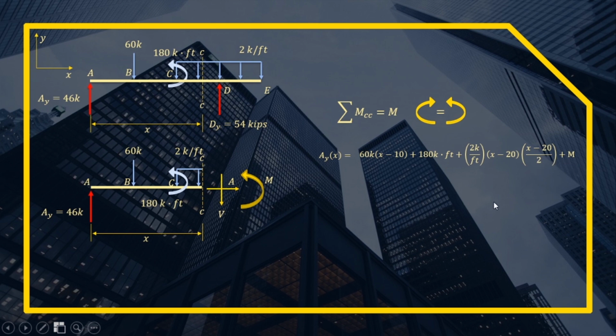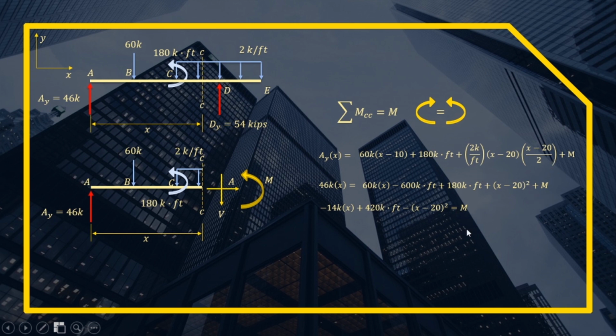So, simplify natin equation, meron tayong AY na 46 kips times x equal to, i-distribute natin yung 60 kips, so magiging 60 times x, tapos ito magiging negative 600. So, 60 times x minus 600 plus 180 kips-feet. Tapos ito, cancel lang yung 2, mag-iiwan is x minus 20 squared plus M. So, simplify ulit natin, combine like terms. So, 46 minus 60, then magiging negative 14 kips x. Tapos, yung 600 plus 180, magiging negative 420 yan. Pag nilipat sa kabila, magiging positive 420. Minus x minus 20 squared equal to, yung sa kabila, iniwan natin yung M.